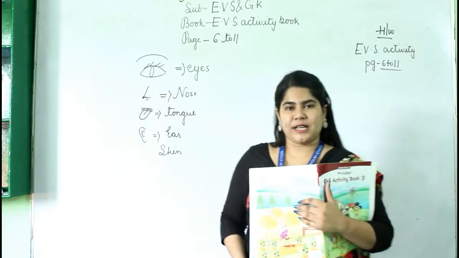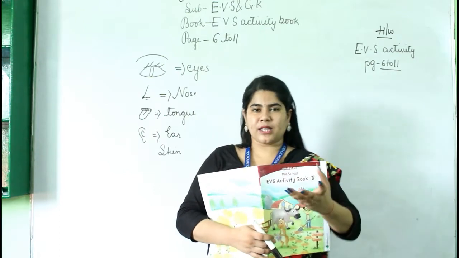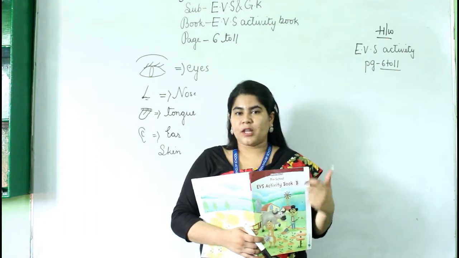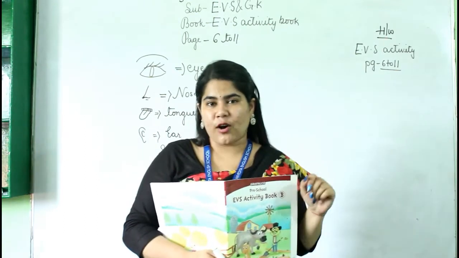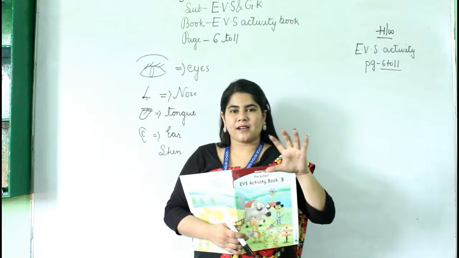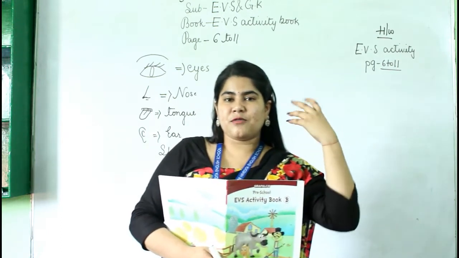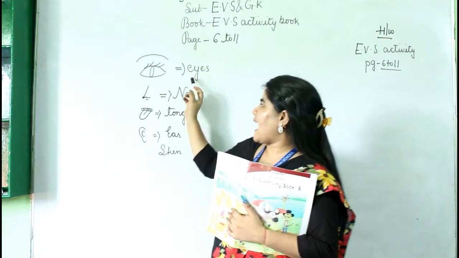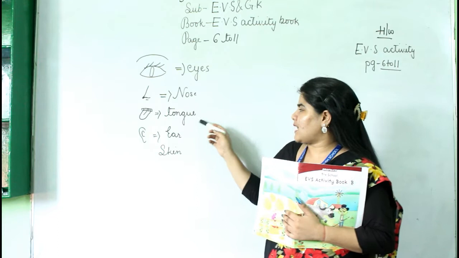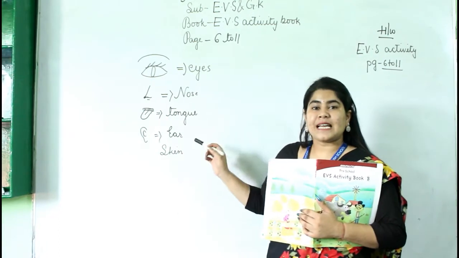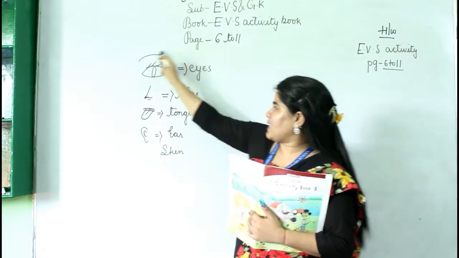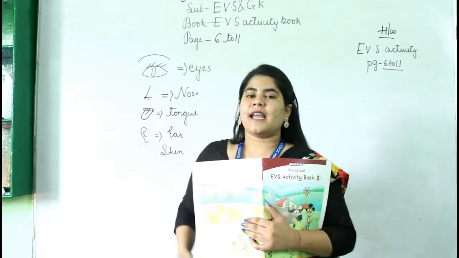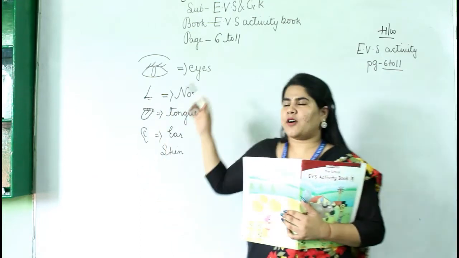But before that students, today I am going to tell you a new thing. I am going to teach you a new thing about our 5 sense organs. Do you know what our 5 sense organs are? The important 5 parts which help us to sense, and those 5 sense organs are eyes, nose, tongue, ear and skin. Okay, these are the main 5 parts that help us to sense. Now we will study in detail each part.